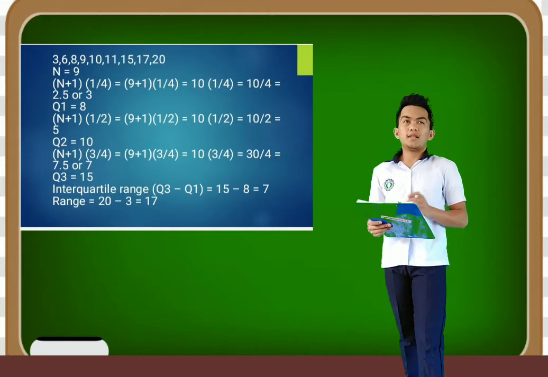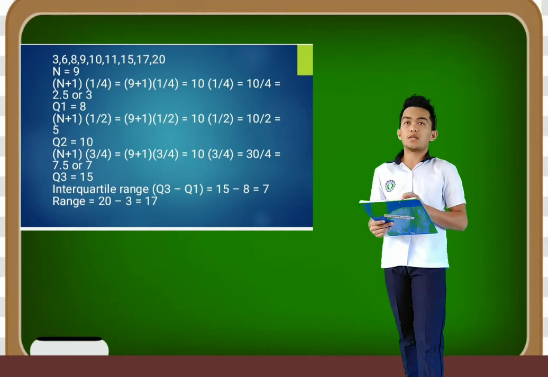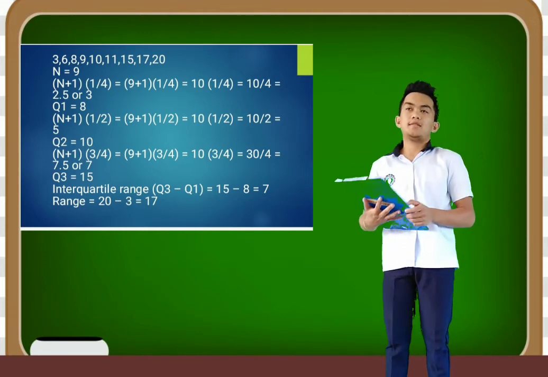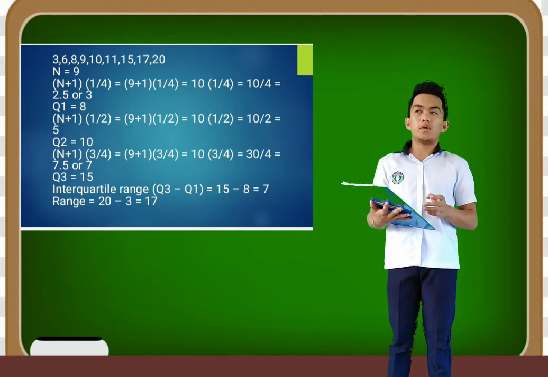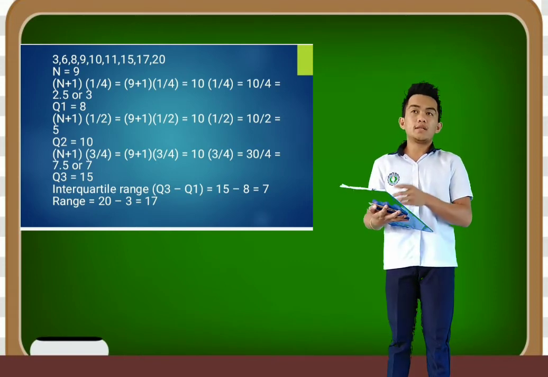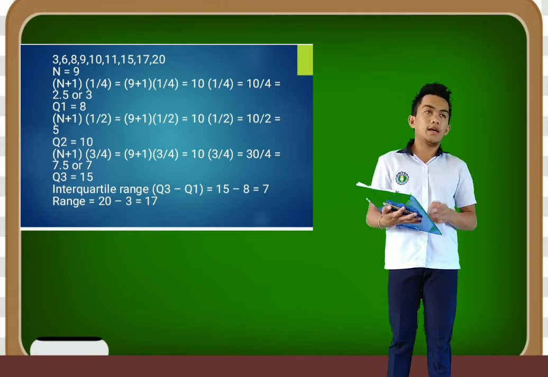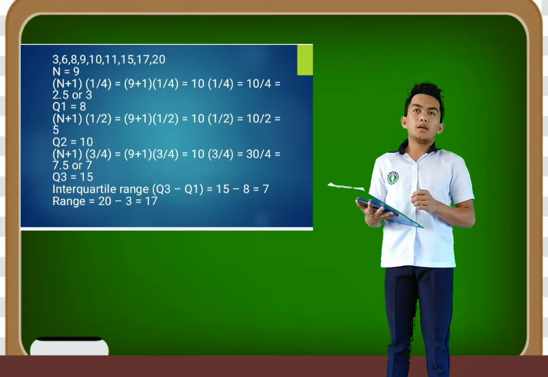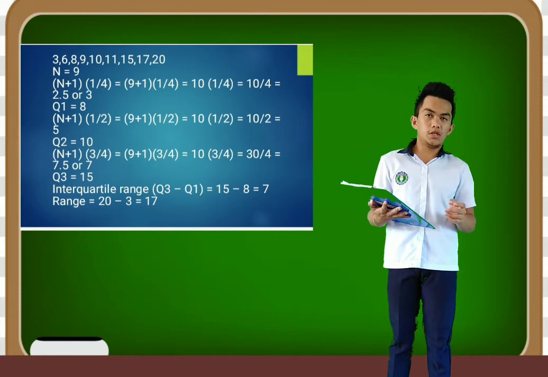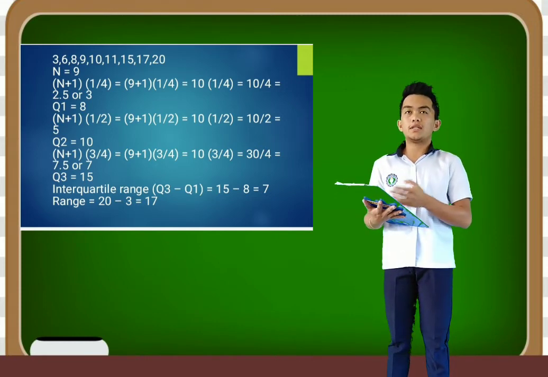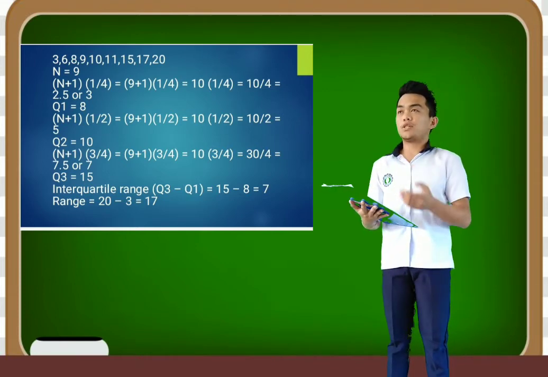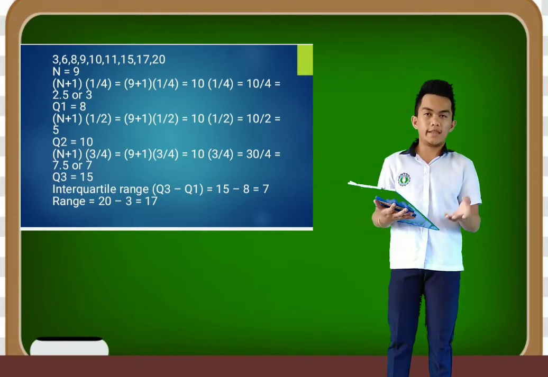Again, we must arrange the dataset into ascending order, where our n here is equal to 9. To find Q1, Q2, and Q3, we must use the formula. So Q1 is equal to 2.5 or 3. Remember class, if the Q1 is in decimal point, we must round off to the nearest integer. So our Q1 here is 3. So in the dataset, the Q1 is in the third position, which is equal to 8.